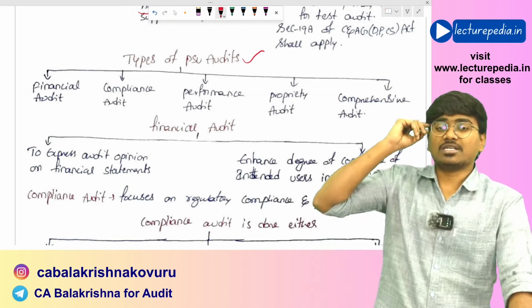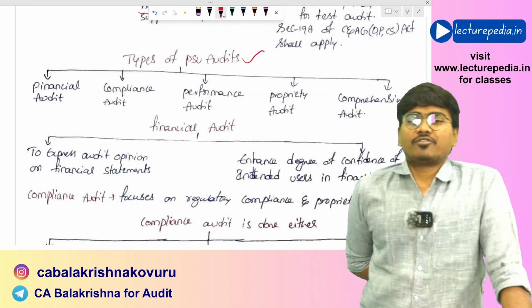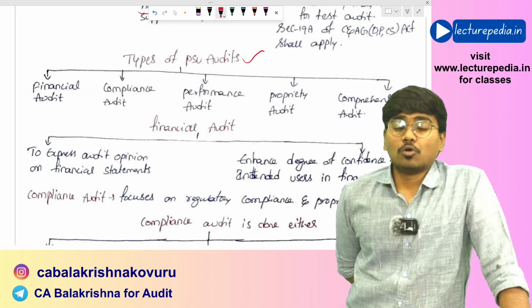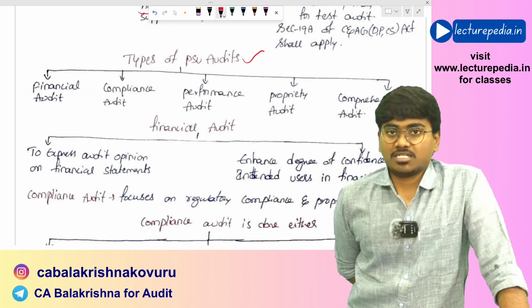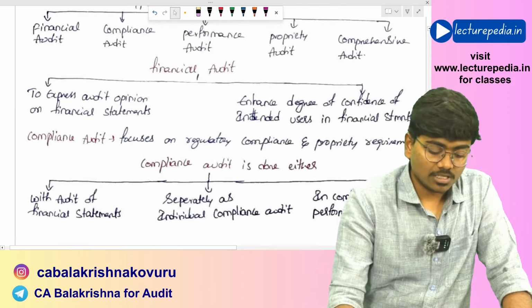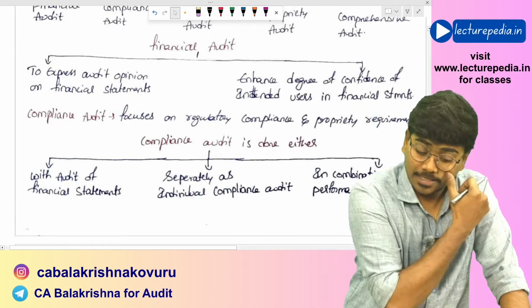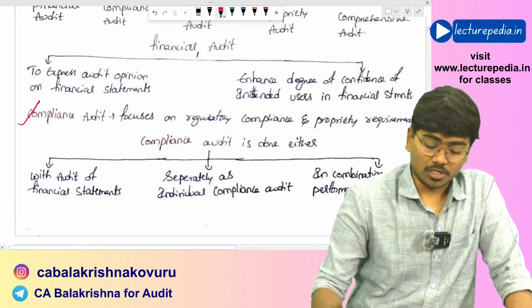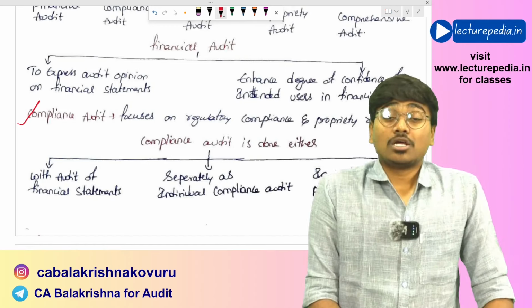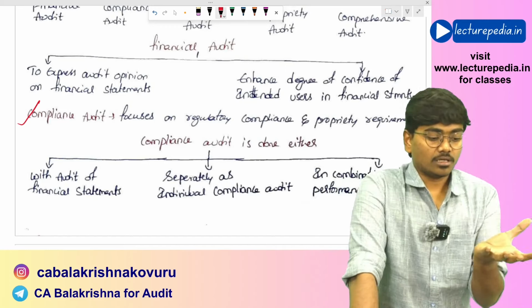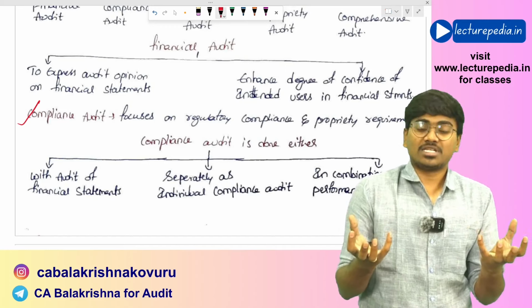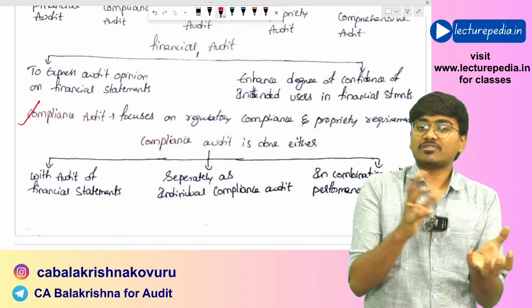Starting with financial audit, as you already know, financial audit is an audit of historical financial statements wherein the auditor will provide an opinion on the financial statements. That is a financial audit. Next, compliance audit. Now, what is meant by compliance audit? In this compliance audit, there will be a subject matter and there will be criteria. Auditor will check whether the subject matter is complying with the criteria.